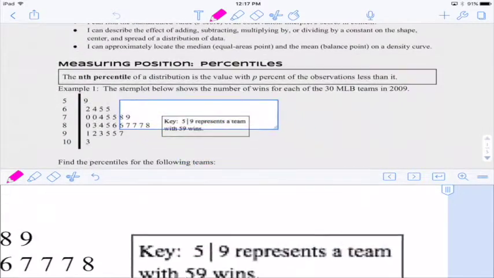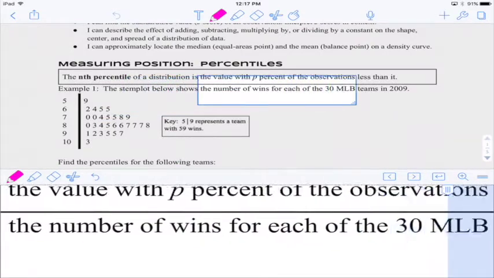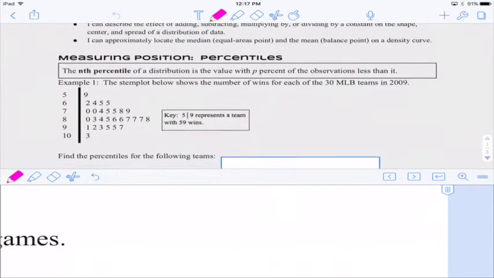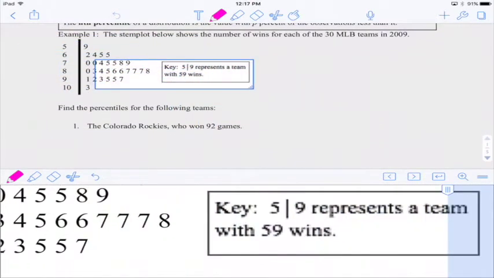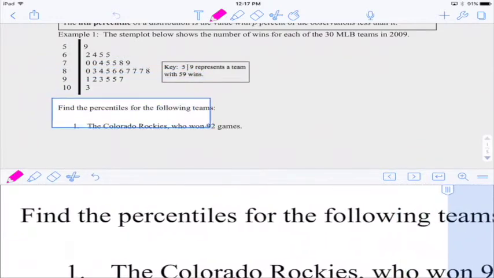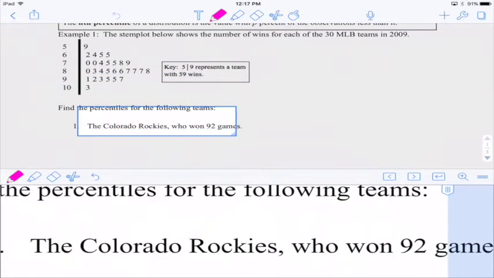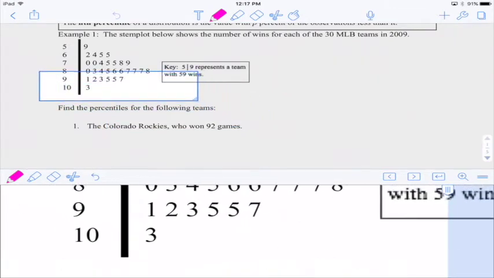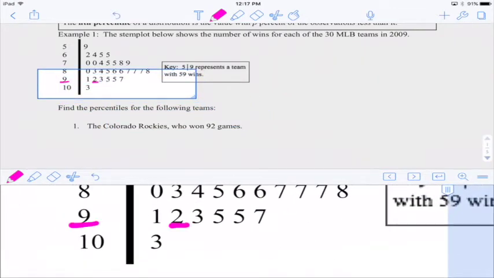So here's a stem plot that shows the number of wins for each of the 30 Major League Baseball teams in 2009. This is the stem plot, and then there's our little legend. So 5-9 means they had 59 wins. We want to find the percentiles for the following teams. The Colorado Rockies, who won 92 games. So 92 is right here. We want to know how many are less than that.